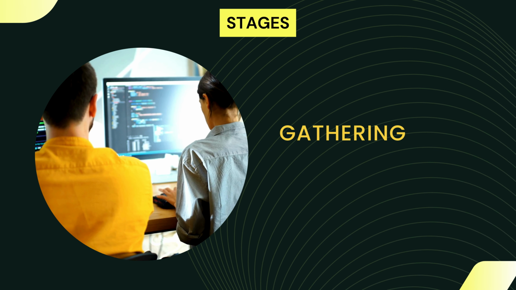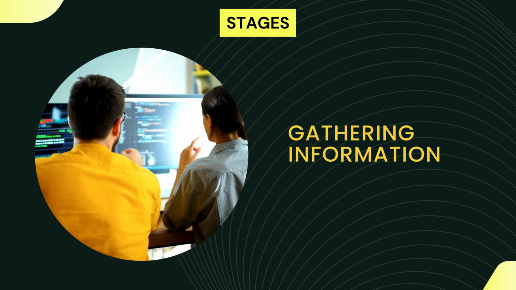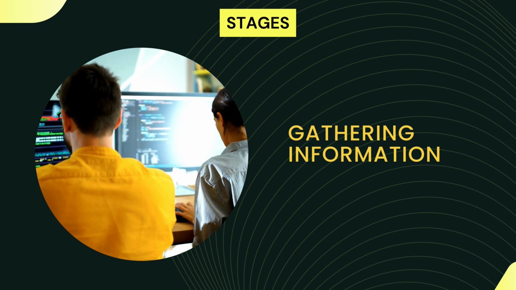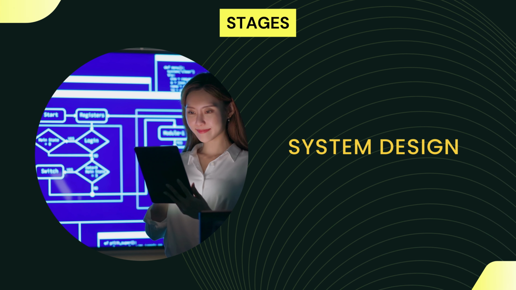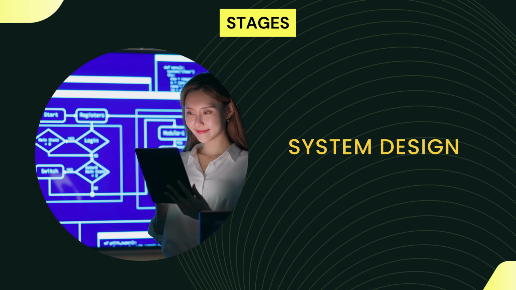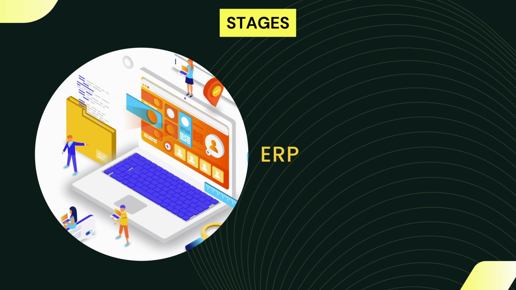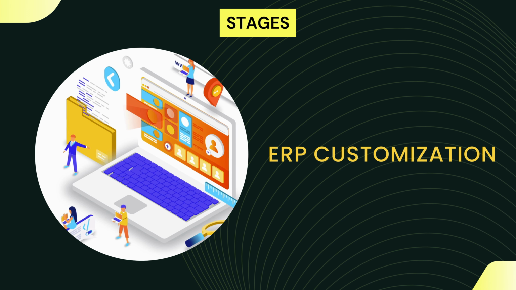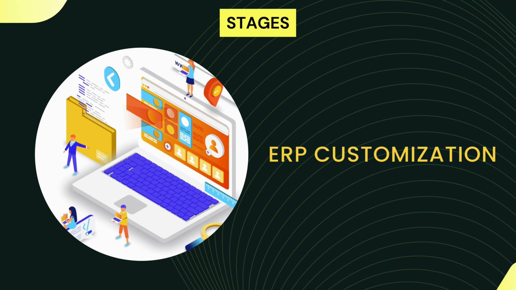Gathering information. Form a project team to outline objectives and gather data on implementation timelines, budget, and resource requirements. System design stage focuses on data structures, gap analysis, and detailed documentation on configurations and data migration. ERP customization requires code modifications, building personalized dashboards, and creating alerts and triggers.